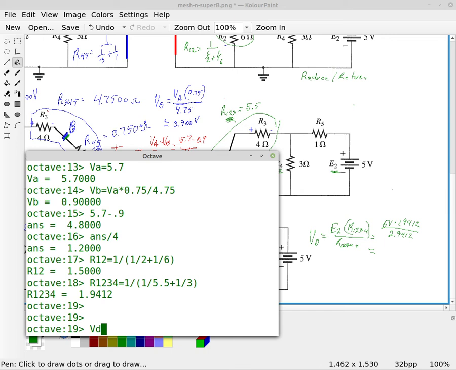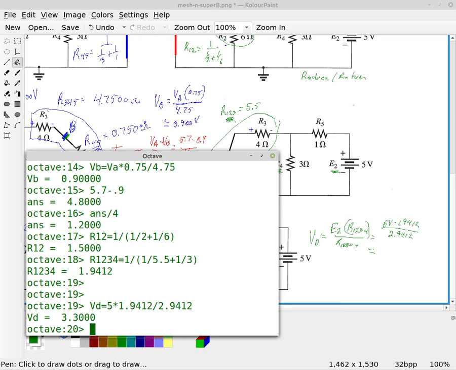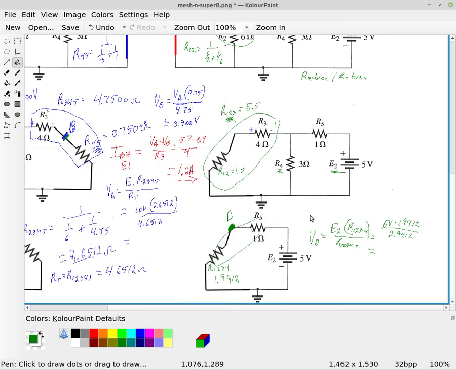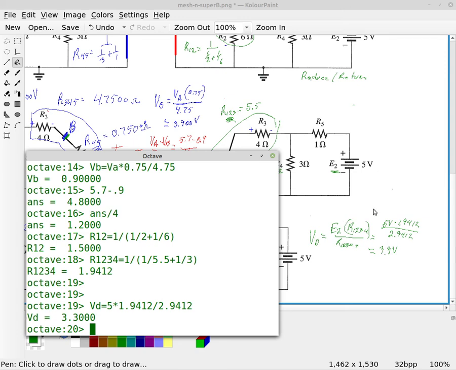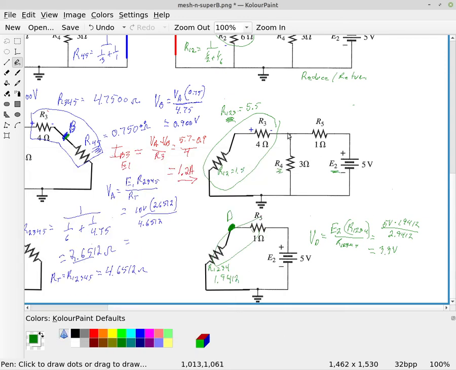So we get VD is equal to 5 times 1.9412 divided by 2.9412. And that gives us 3.3 volts. So that is 3.3 volts, and that's out to 5 digits. You see there, that's 5 digits. And so that is the voltage at point D.